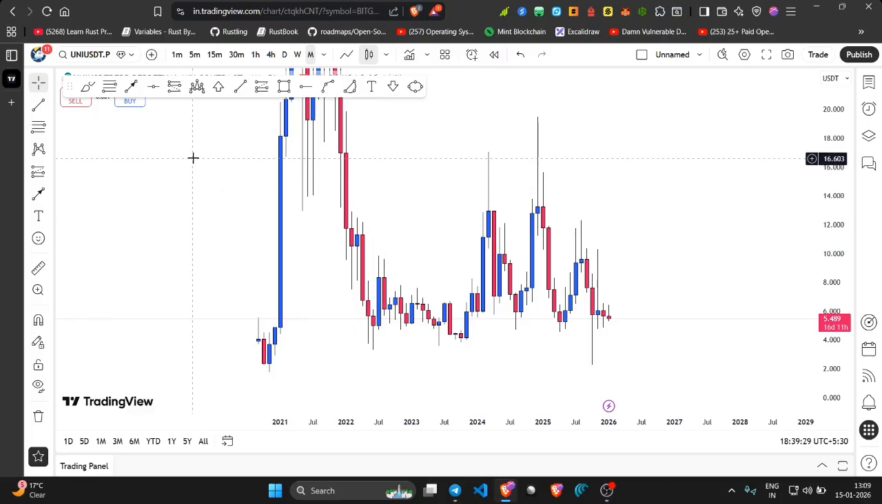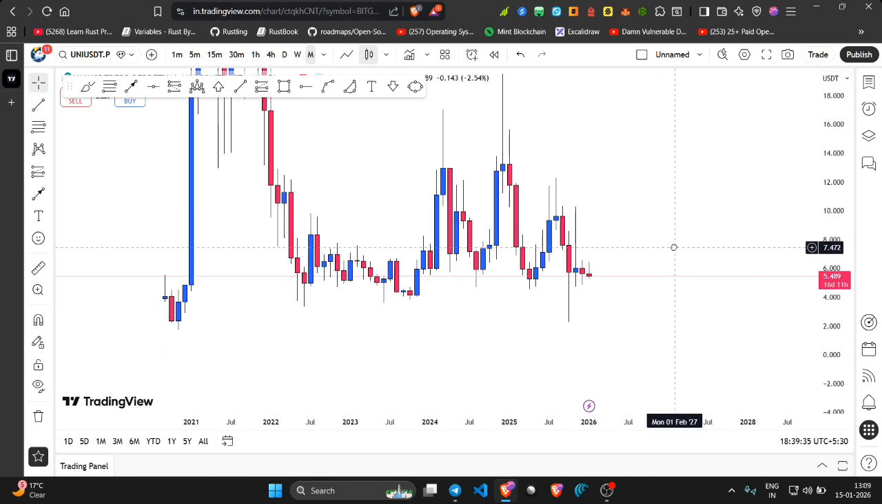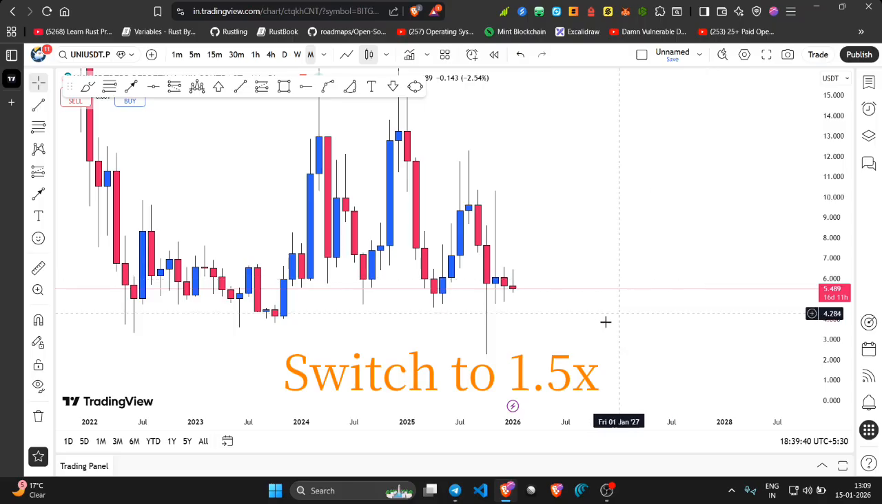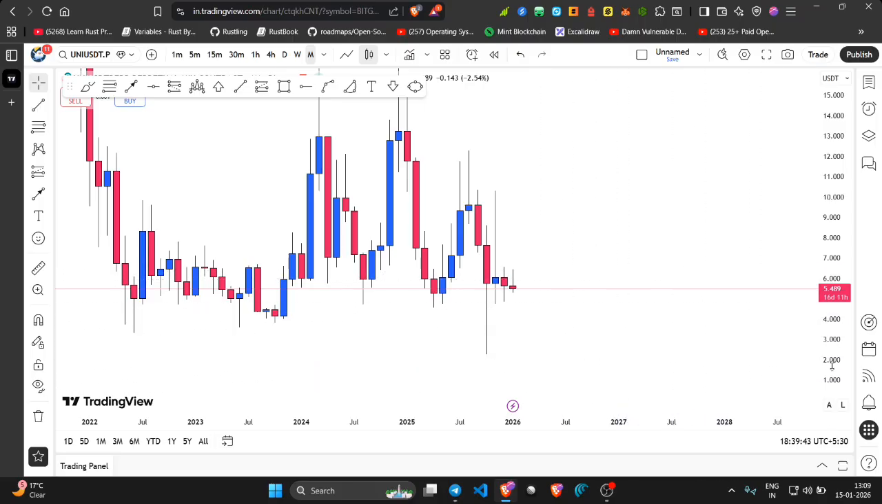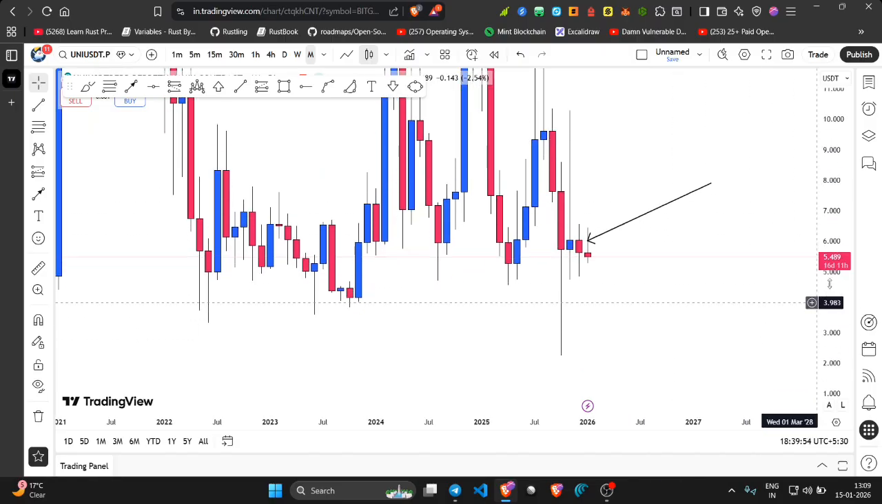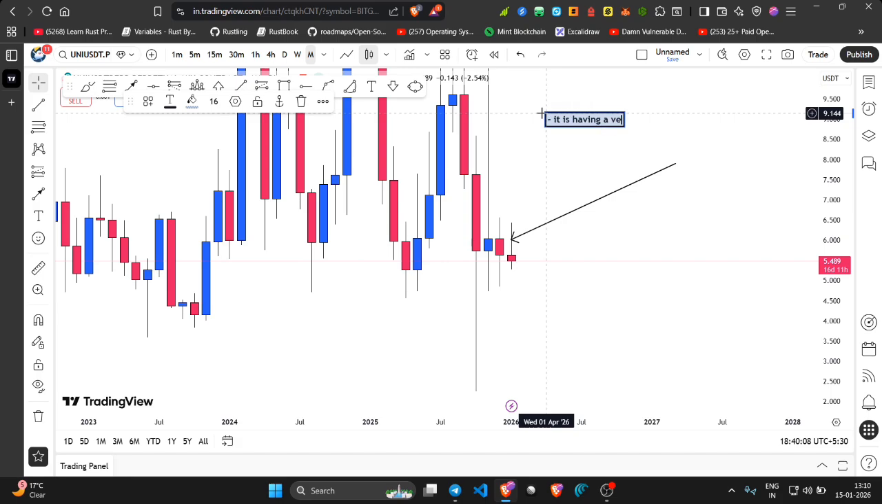This is the chart of Uniswap Perpetual on the monthly time frame. First of all, we will see what the trend of Uniswap is on the monthly time frame and how it's behaving. If you observe the candle formed last month, in December, it's a kind of doji type of candle. Not exactly a doji, but it has formed a very small body. So the first point to note is that it has a very small body.